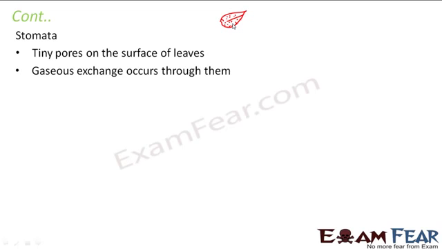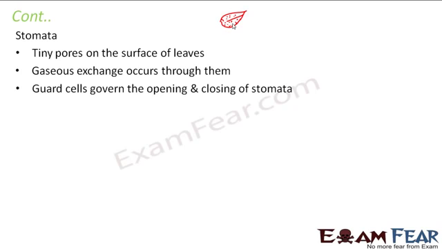Now gaseous exchange occurs through them. Whenever you have pores, exchange of gases can take place. This is how the plant will absorb carbon dioxide, because carbon dioxide is present in the atmosphere. So the plants can take in carbon dioxide through these small pores on the leaves. Guard cells govern the opening and closing of stomata.